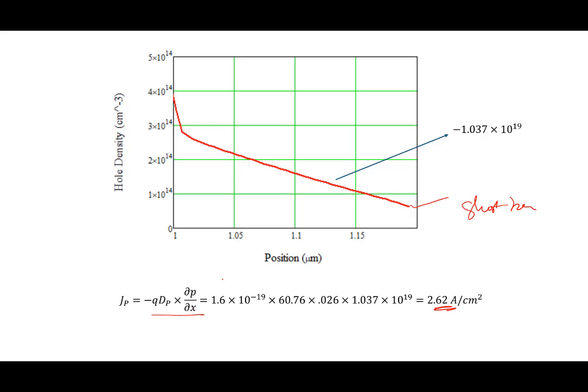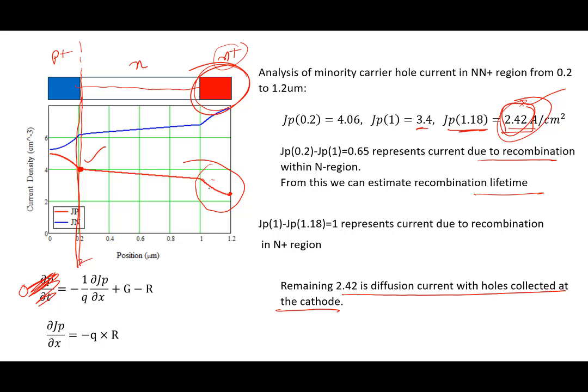q Dp del p by del x. So if I take the slope here, the slope is given here. This is the slope. This is the charge. And in the n plus region, we have given you the mobility. Mobility multiplied by kT by q gives you the Dp. So q Dp, and this is del p by del x by taking the slope here. It's nothing but a simple diffusion current, which comes out to be 2.62. But note that the current is actually flowing, so the current is reducing. Recombination is also occurring, so it's not quite that simple.